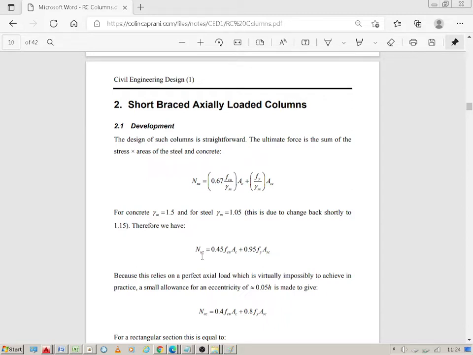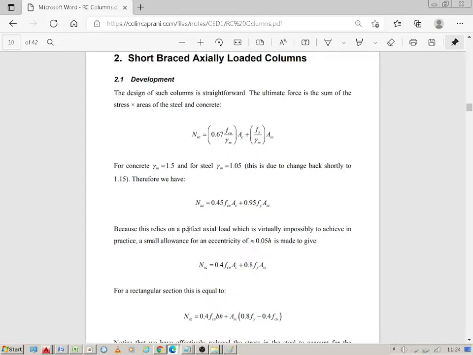So we plug in those safety factors for steel and concrete, and you get N_uz equals 0.45 f_cu A_c plus 0.95 f_y A_sc. So that's basically the compression resistance of the concrete plus the compression resistance of the steel.